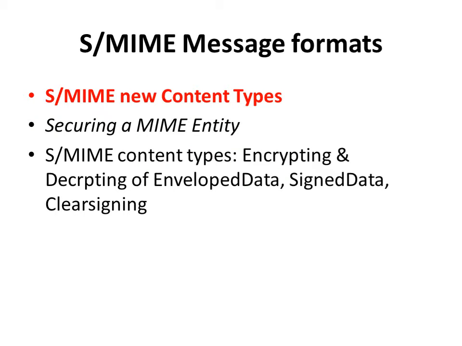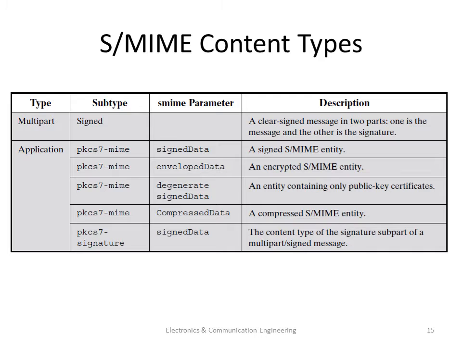So, the S-MIME message format, looking into the S-MIME type. These are the content types. As we have seen earlier, the types here are only two, that is multipart and application. And these are the subtypes: if it is multipart, the subtype will be signed, a clear-signed message in two parts. The description is that one part is the message and the other is the signature. So this is how the multipart type is used.